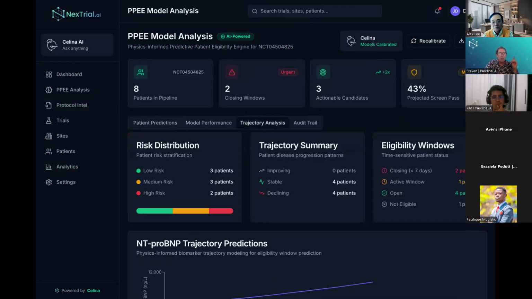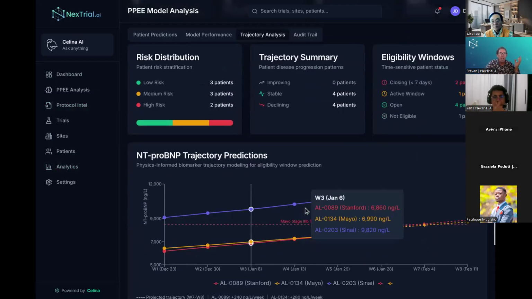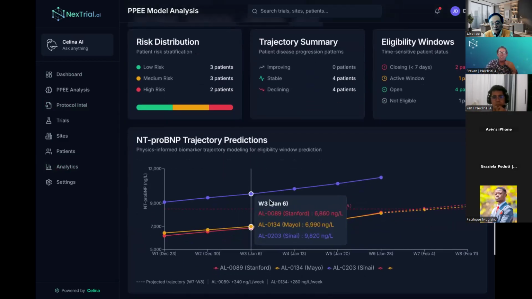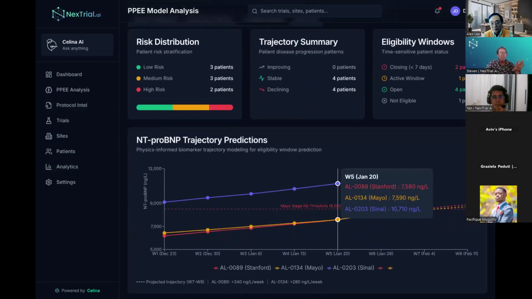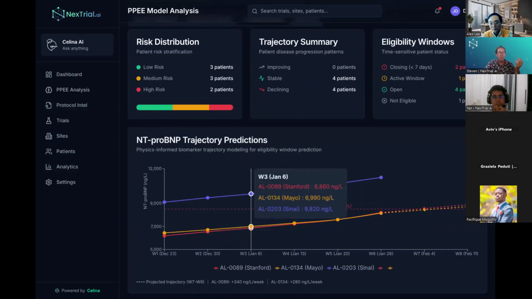So here's what it looks like in practice, right? At the bottom here, this is an NT-proBNP trajectory chart, 3 patients tracked over 6 weeks. The red dashed line in the middle is the threshold. So if they cross that threshold, they'll be ineligible, right?